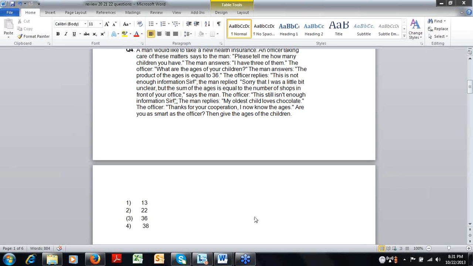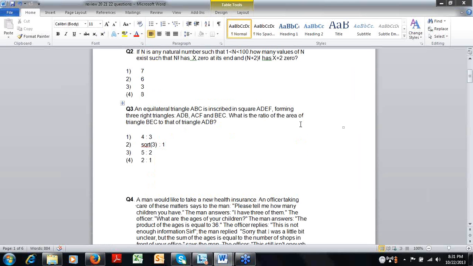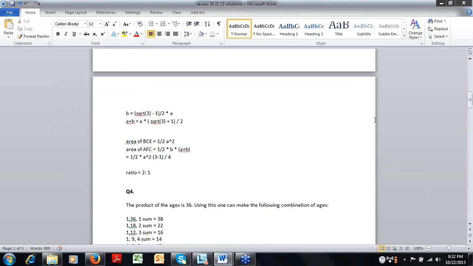Okay, I believe a lot of people have a confusion with question number 3. So I'll try to solve it once again for you all. So let's see if you get it this time. This is a square A, D, E and F.